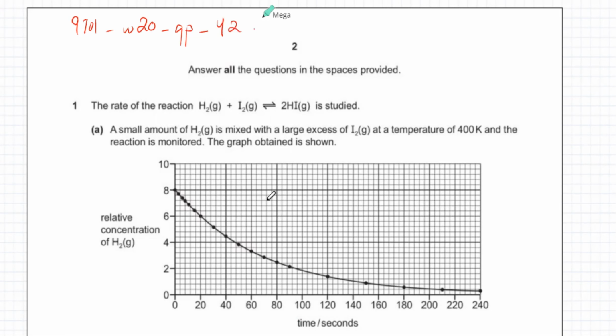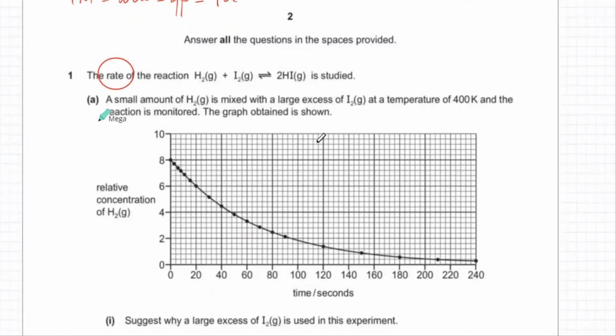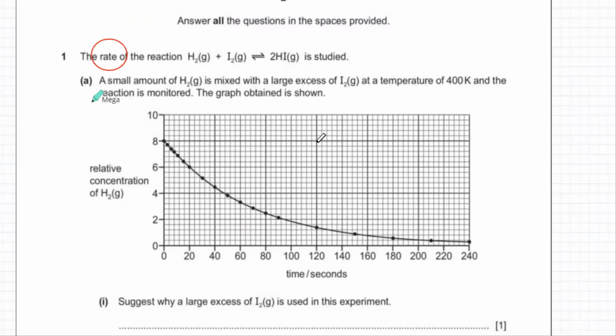Anyways, let's start. The first question is probably about the rate of the reaction. It says there's a reaction between H2 and I2. A small amount of H2 is mixed with a large excess of I2 at a temperature of 400 kelvins, and the reaction is monitored. The graph obtained is shown. He's saying suggest why a large excess of I2 is used in the experiment.